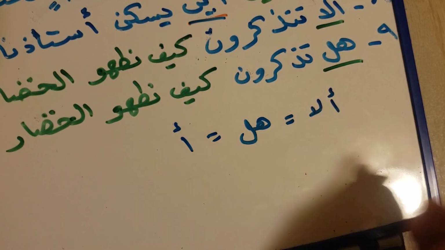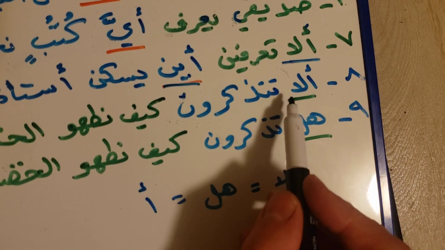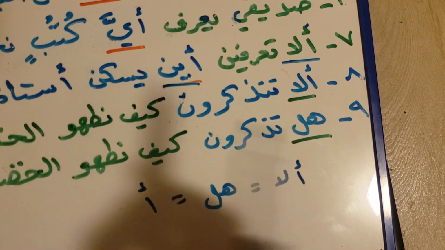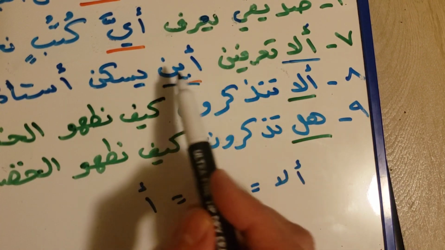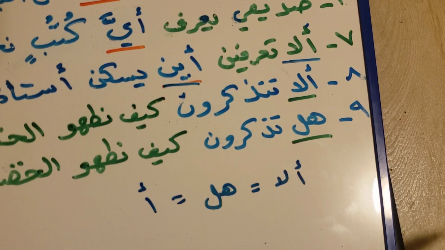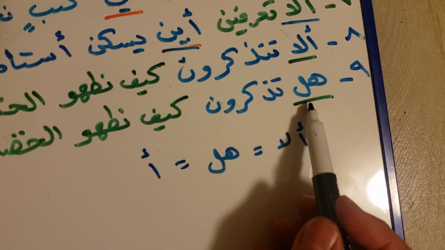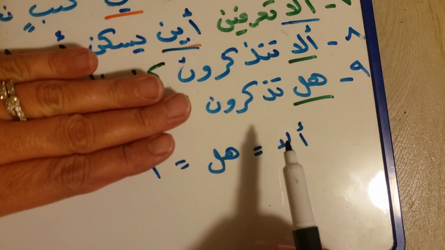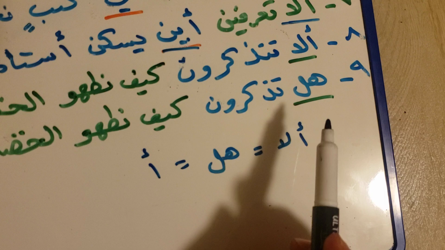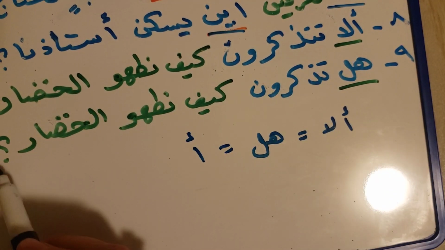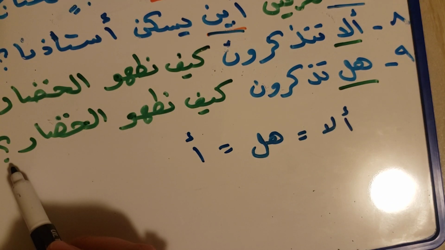It could mean يعني basically I can say أتتذكرون كيف نطهو الخضار؟ أتعرفين أين يسكن أستاذنا؟ I can say هل تعرفين أين يسكن أستاذنا؟ هل تتذكرون كيف نطهو الخضار؟ And for 9, they have هل تذكرون. Do you remember? And then the remaining part we have to create it. So هل تذكرون? Do you remember? I use كيف نطهو الخضار. Do you remember how we can cook the vegetables?